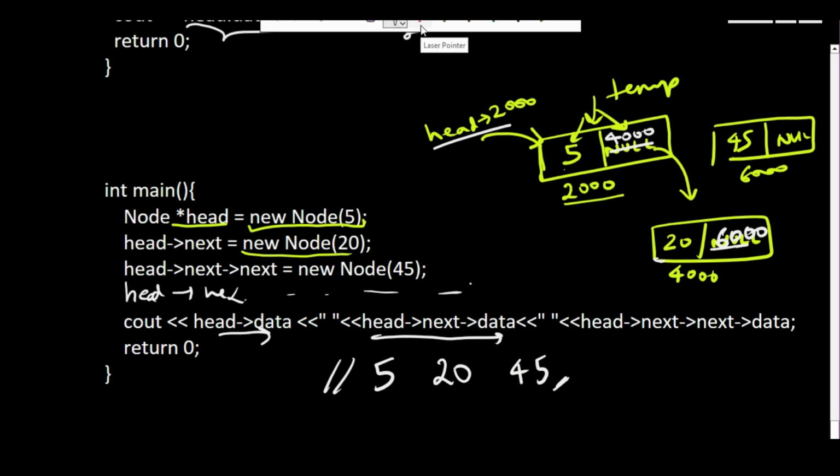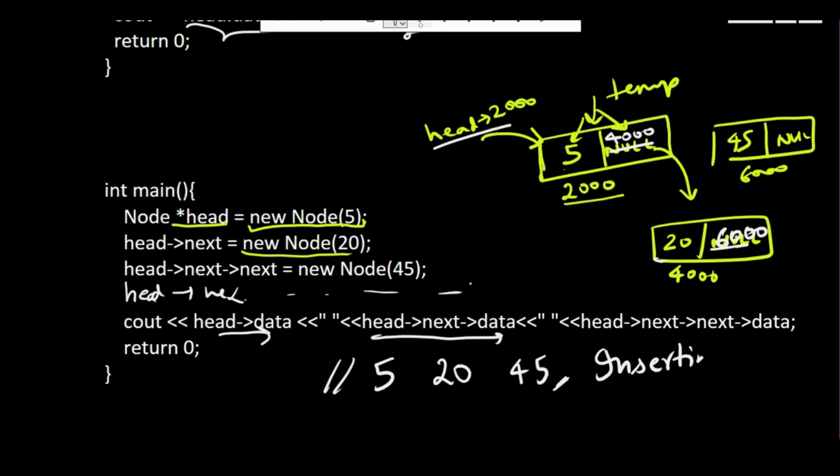So in the next video, we will see how to create a simple version of a linked list by inserting nodes in the beginning, then inserting nodes in the end, or inserting nodes at a particular position. So from the next video, we will see how to insert a node at the beginning of a linked list.